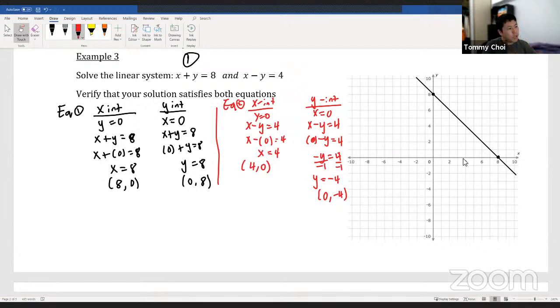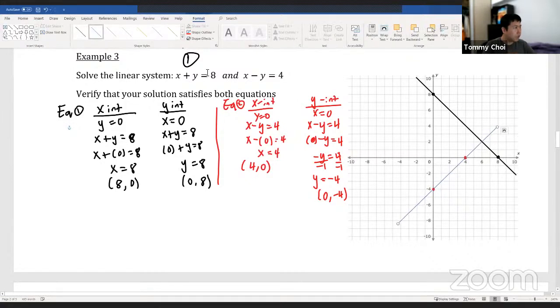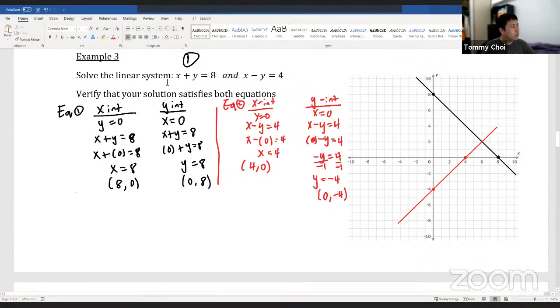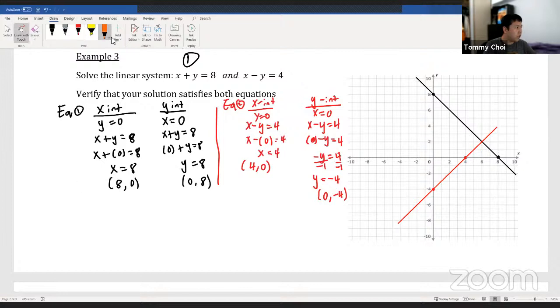Once we have that, we can plug that in. Our x-intercept is 4, 0. Our y-intercept is 0, negative 4. And we can draw our line. Like such. And voila, we have our 2 lines. And I think you can already see our point of intersection. Let's do purple here. All right, so we have our point of intersection, which is right here.